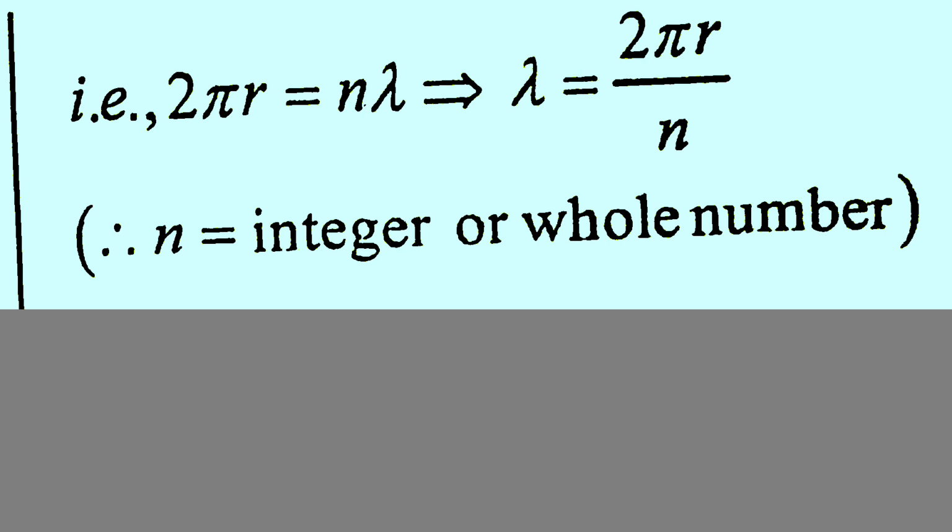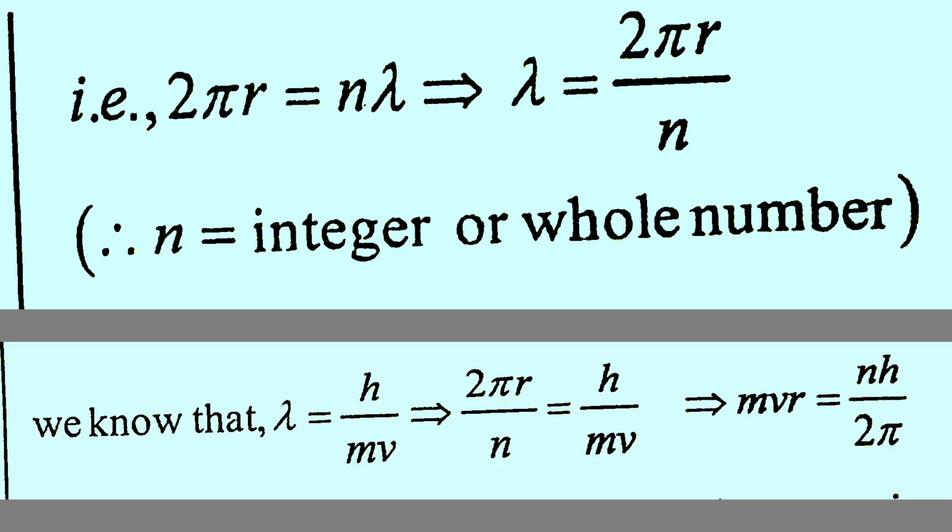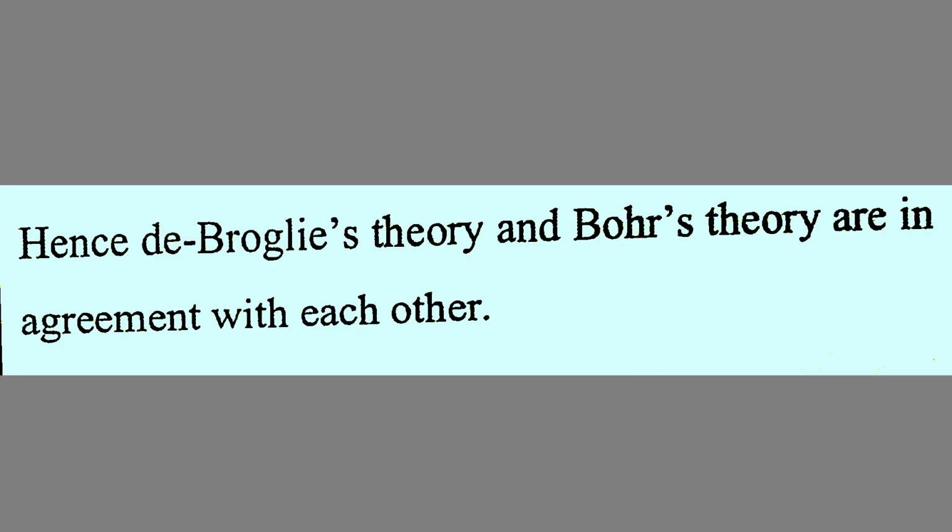From this, lambda is equal to 2 pi r by n. Here n is equal to an integer or whole number. We know that lambda is equal to h by mv from De-Broglie's wave theory. In the place of lambda, I write 2 pi r by n. So 2 pi r by n is equal to h by mv. From this, mvr is equal to nh by 2 pi. So this mvr is equal to nh by 2 pi is the quantization condition for the electron in Bohr's theory. Hence, De-Broglie's theory and Bohr's theory are in agreement with each other.